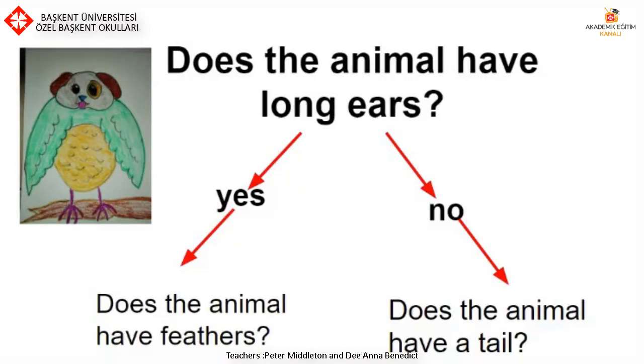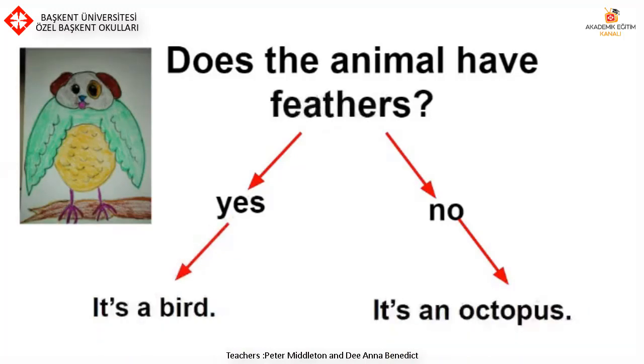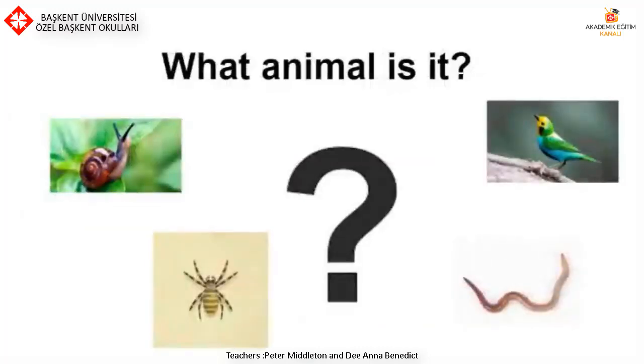So, does the animal have long ears? If we say yes, the question can be, does the animal have feathers? No, the question can be, does the animal have a tail? Does the animal have feathers? If we say yes, it's a bird. If you say no, it's an octopus. These are examples for your identification keys.